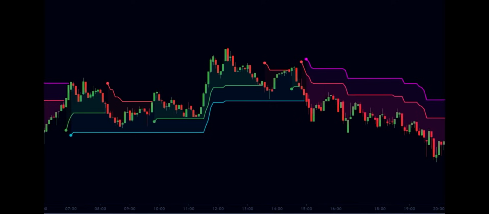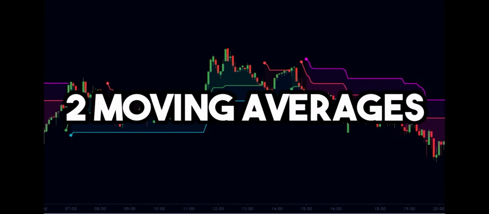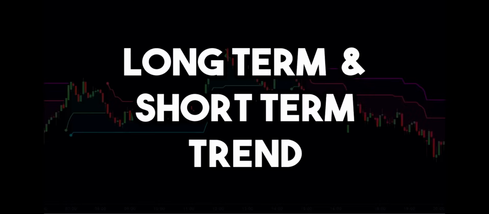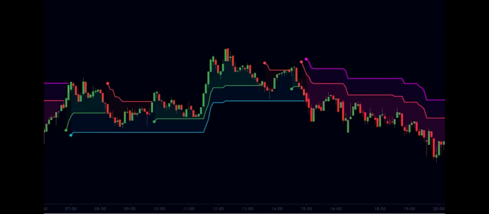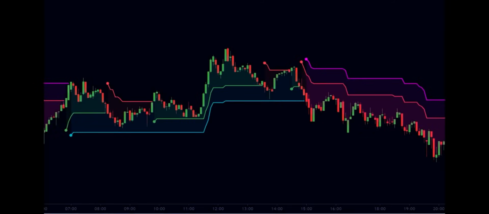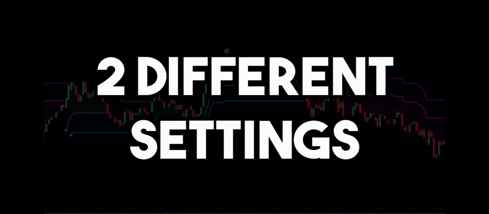When we are trading a trending market, we often use two or more moving averages to identify different trends. Similarly, we will use two Supertrends to identify different trends. Our goal is to identify the long-term and short-term trend of the market. And we will only trade when both the trends are in confluence. Here's what I mean.